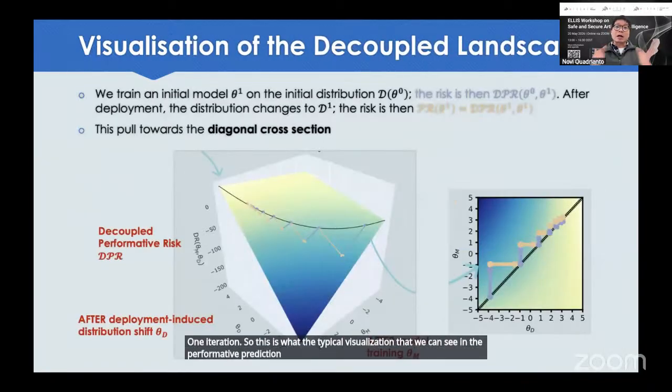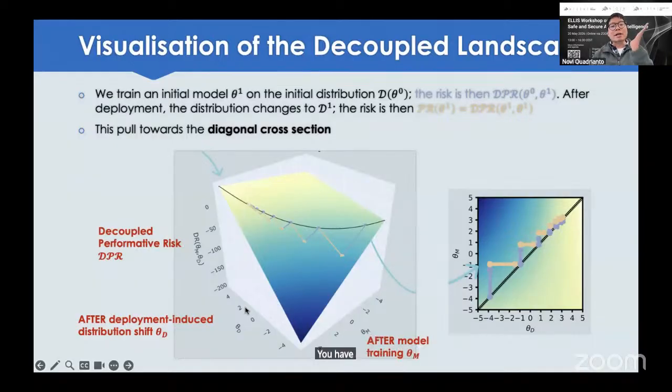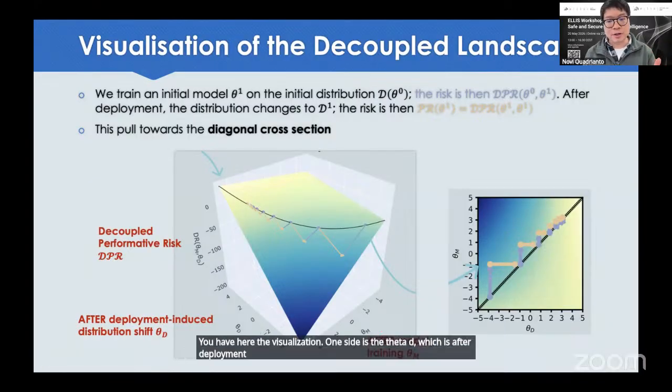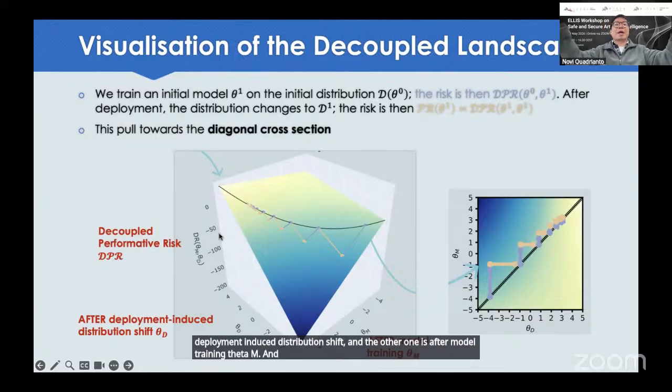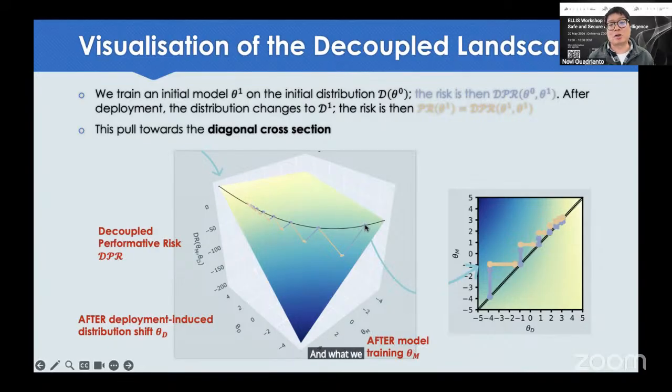What we are going to do now is visualize and open this up, theta d and theta m. You have the visualization here. One side is theta d, which is after the deployment-induced distribution shift. The other is theta m, after model training. And now your space is actually a decoupled performative risk. What we see here is that after we train an initial model theta 1, this is the blue curve, you move in one direction. That's the theta m direction.